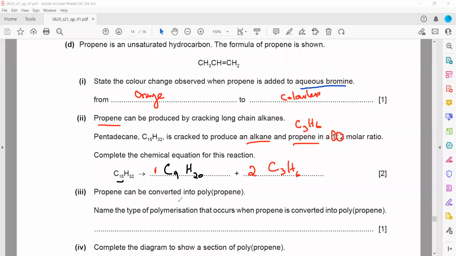Then propene can be converted into polypropene. Whenever an alkene is converted into a polyalkene, this type of polymerization we call addition. Alkenes are always addition. Nylon, polyester, protein, fats, carbohydrates, that is condensation.